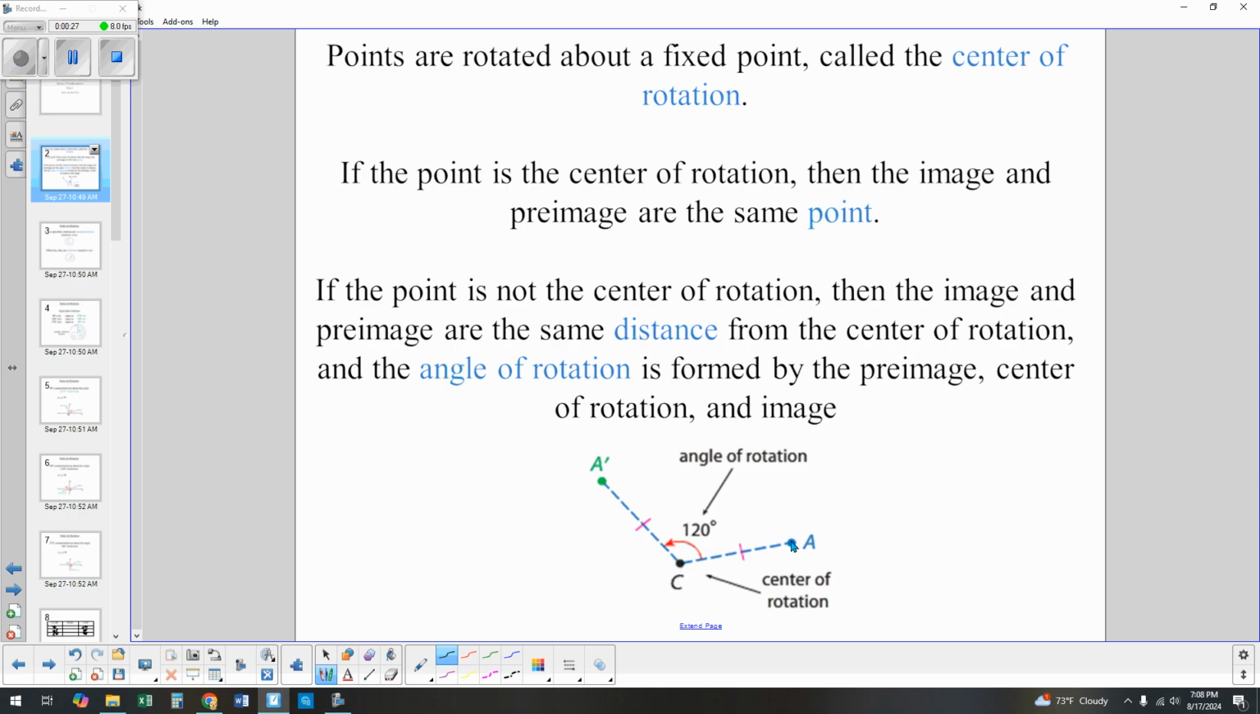So if A is the preimage, and I'm rotating about point C, and A prime is the image, then AC and A prime C are the same distance. And the angle formed by connecting the preimage to the rotation point to the image is our angle of rotation. You can rotate any number of degrees. You could rotate 2.3 degrees if you'd like. We are going to focus on multiples of 90. We're going to rotate 90, 180, and 270.